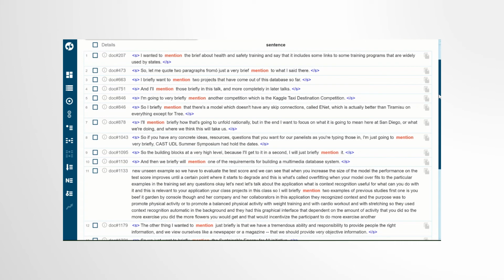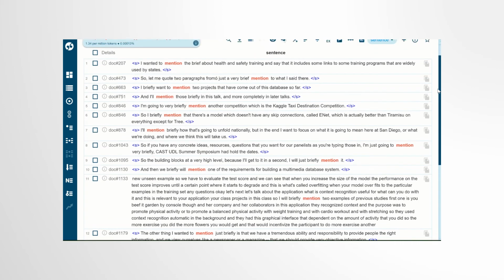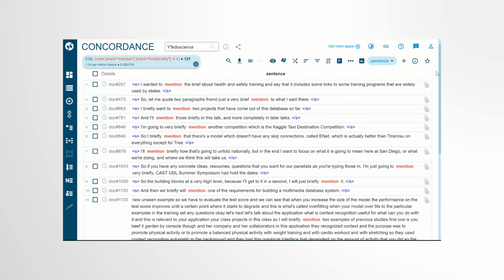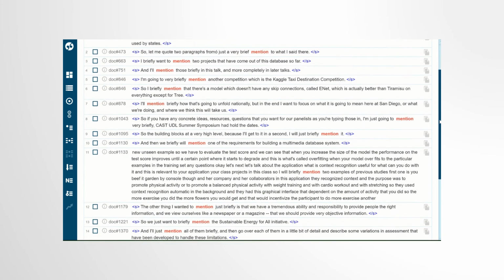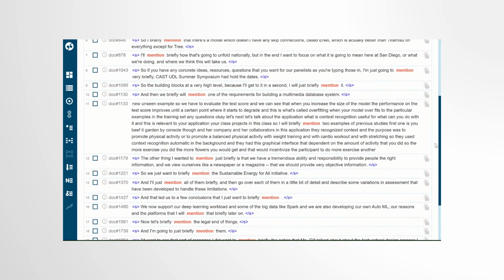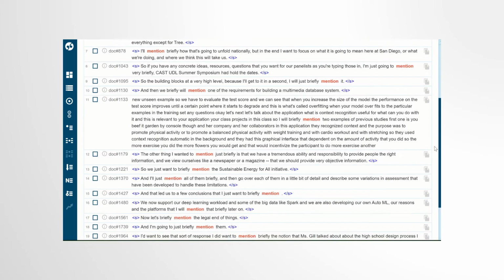So let's look at whether we can find something similar here. So just saying I wanted to mention the brief about is not quite the same thing. I briefly want to mention two projects comes closer. I'm going to very briefly mention another competition, also comes close. Let's see if we can find any more precise equivalents.